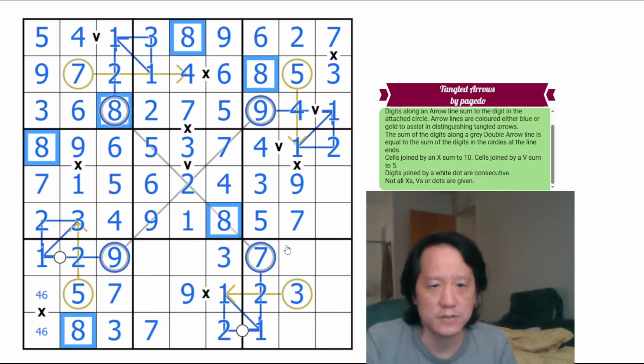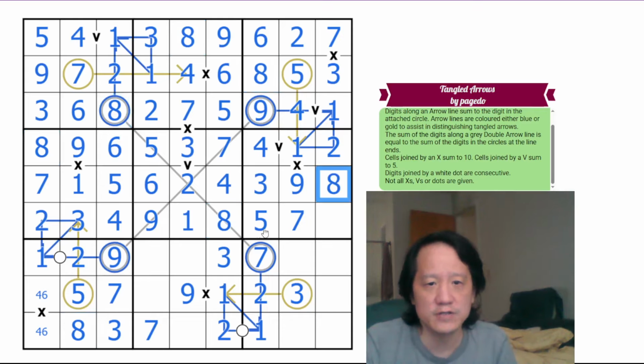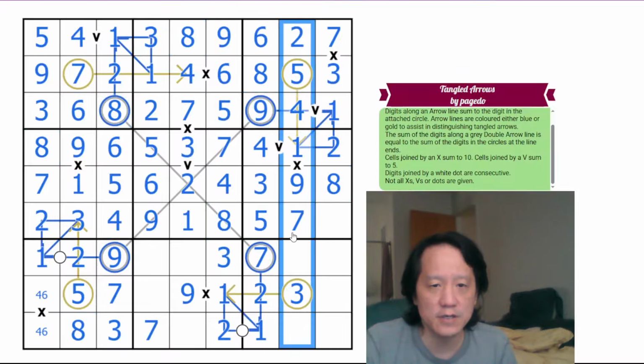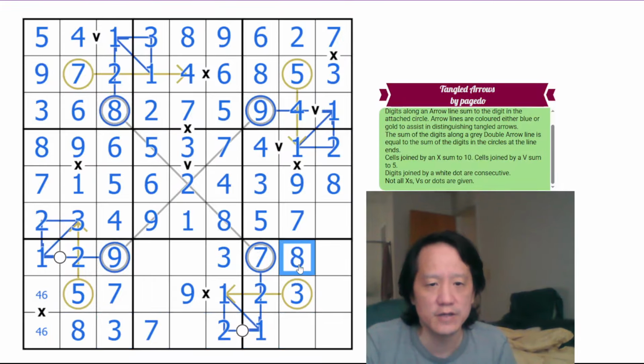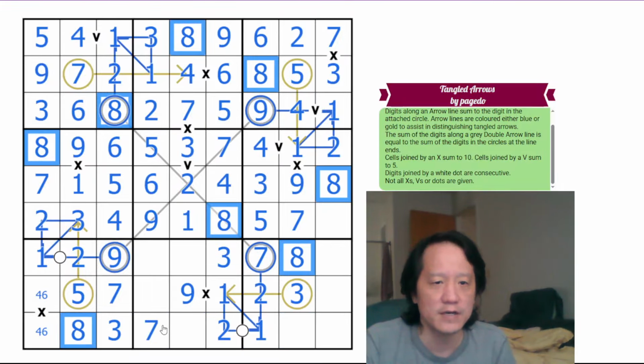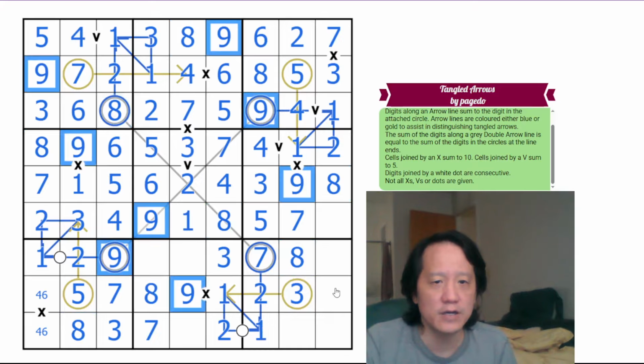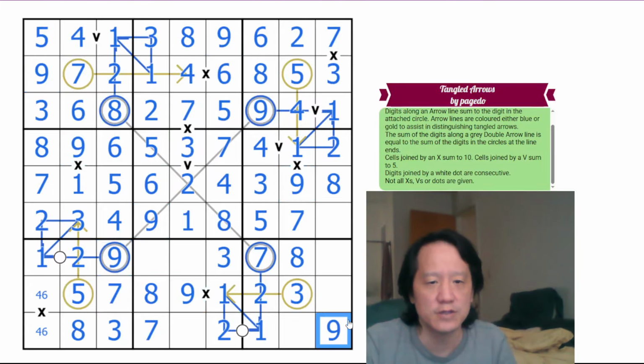8s. Where is the 8 in row 5? It has to be there. Where is the 8 in column 8? Cannot, these are all filled. This is filled. This can't be 8, so this must be 8 there. And we have 8 8s now. We know where the last 8 has to be. It has to be there. So now 9s. We have 8 9s, so we know where the last 9 has to be. It has to be there.